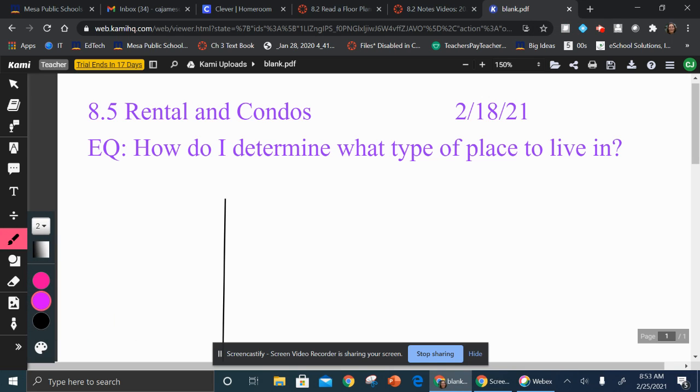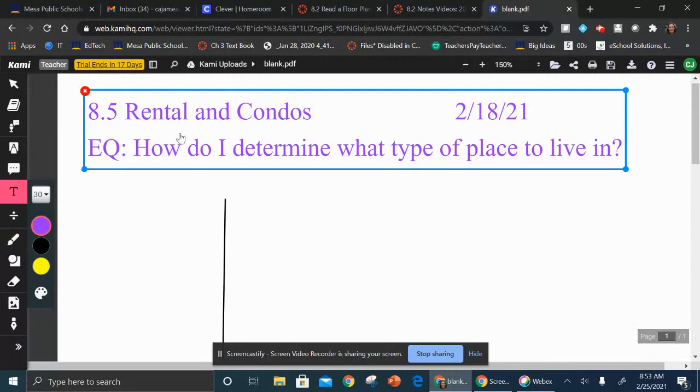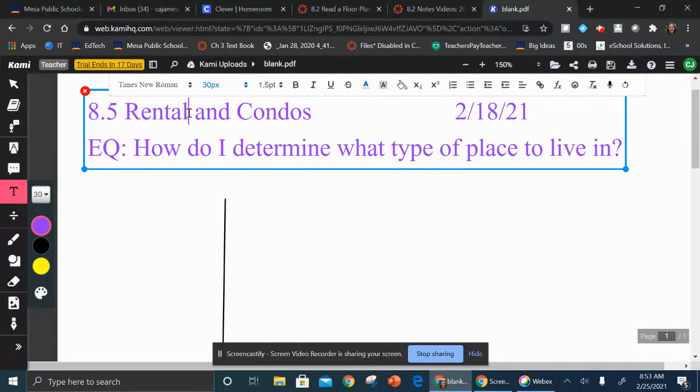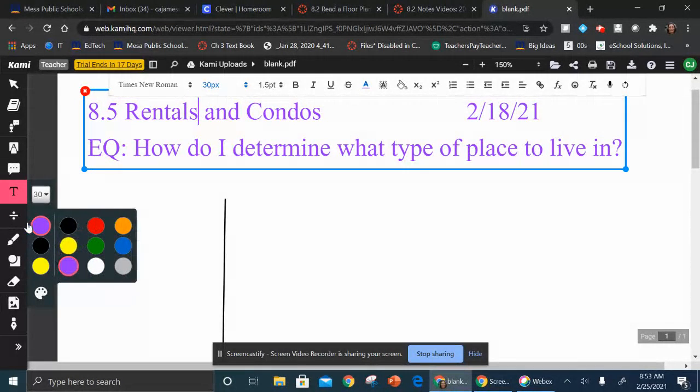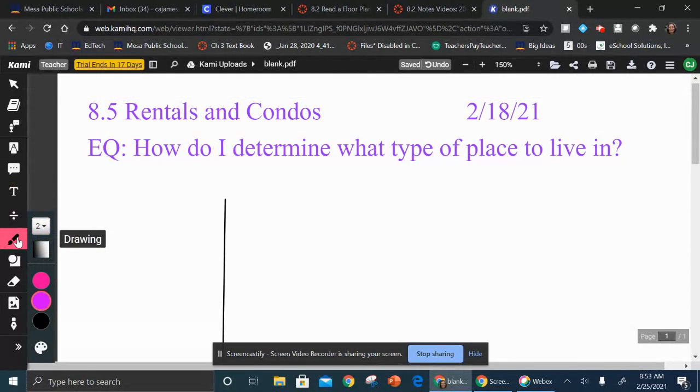Okay, so we are working on section 8.5, rentals and condos. So how do I determine what type of place I want to live in? That's what we're working on today. So we're going to work on that. Okay. So maintenance fees.